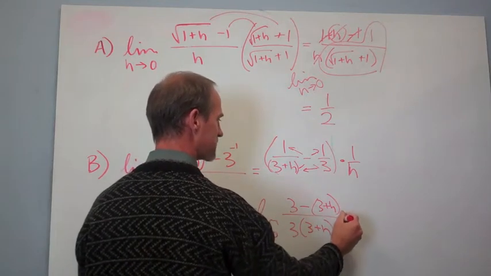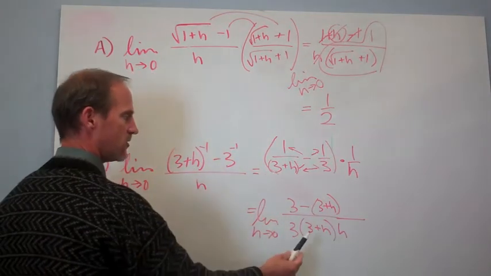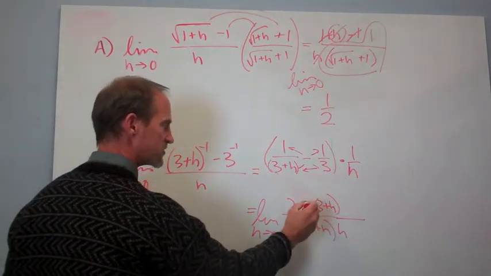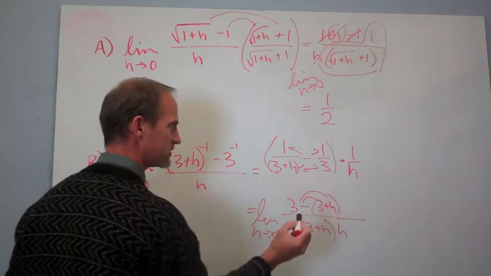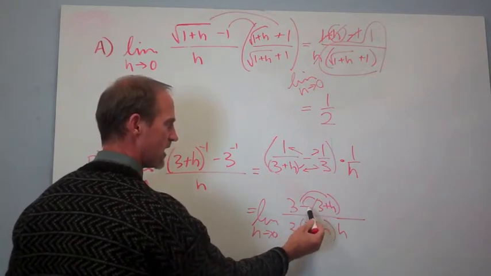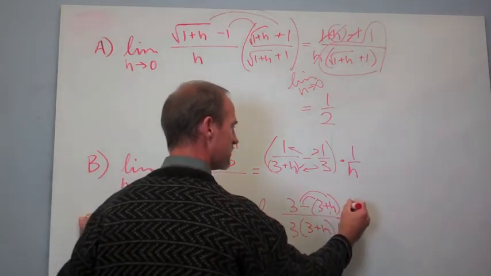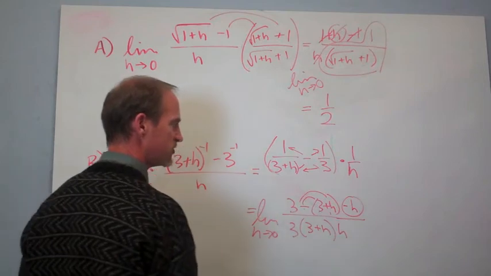This whole thing times 1 over h gives me an h down in the denominator. Well, what happens here? I can distribute in the minus sign, be careful to do that, and then 3 minus 3 is 0, and a minus h is left up above. So this just equals minus h. All right, that's my numerator.